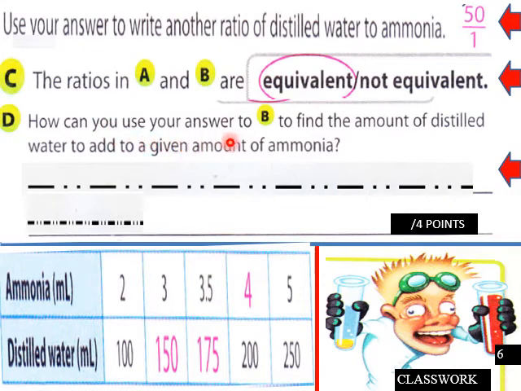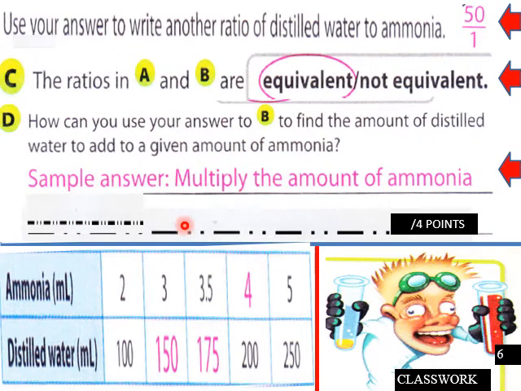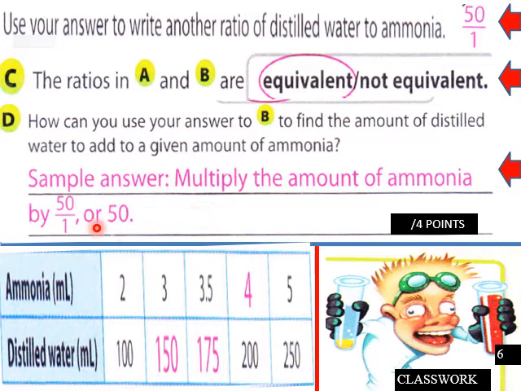How can you use your answer to B to find the amount of distilled water to add to a given amount of ammonia? So now a written answer is required here, a verbal model, which is used in algebra all the time. Sample answer: multiply the amount of ammonia by 50 over 1, or 50. Amount of ammonia times 50.